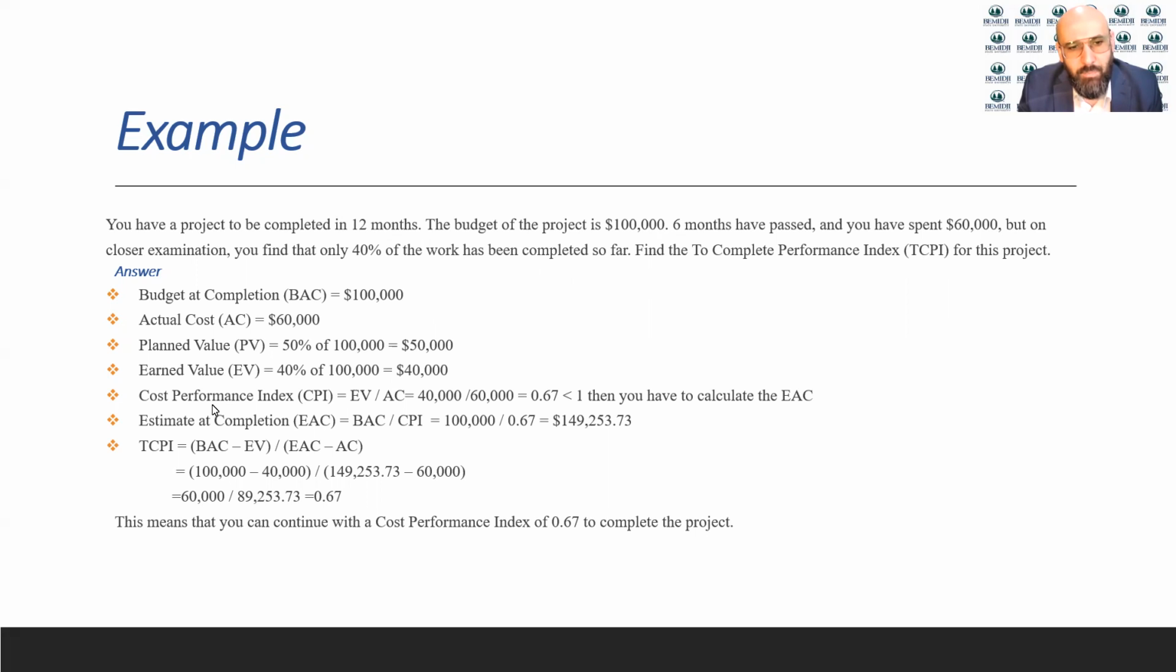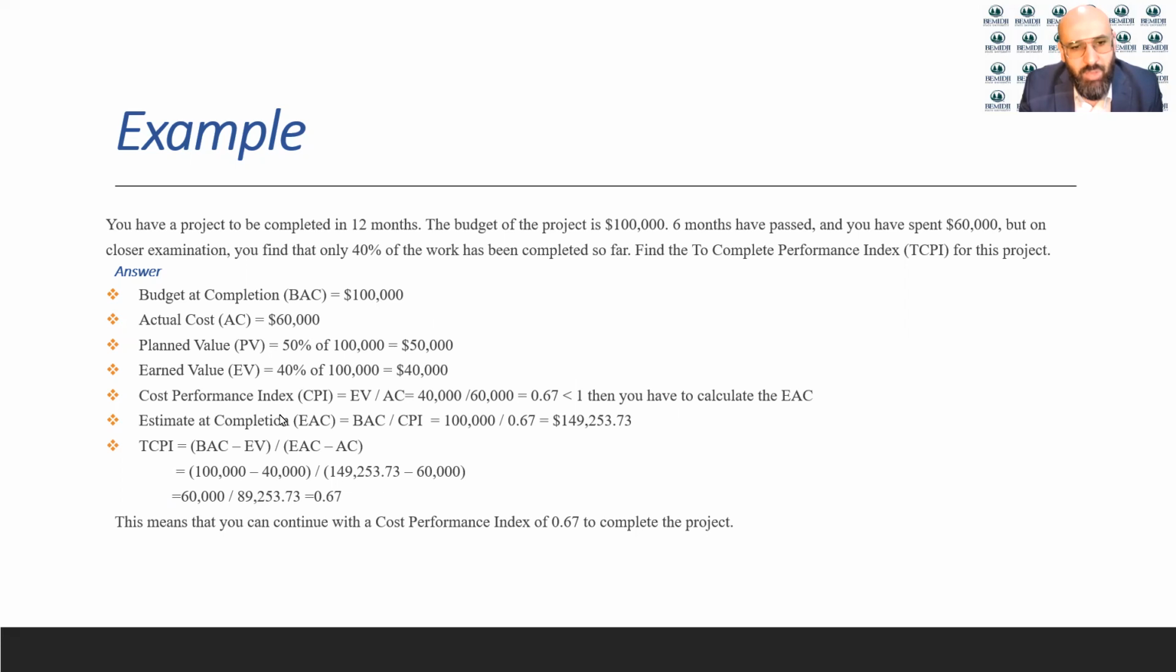And then the cost performance index. The CPI would be equal to the earned value divided by the actual cost, which would be 40 divided by 60, and therefore 67%, less than 1. So what we have to do in this case, because it's less than 1, is come up with a new estimate for the budget, because the budget currently is not going to work. The 100,000 is not enough based on this performance.